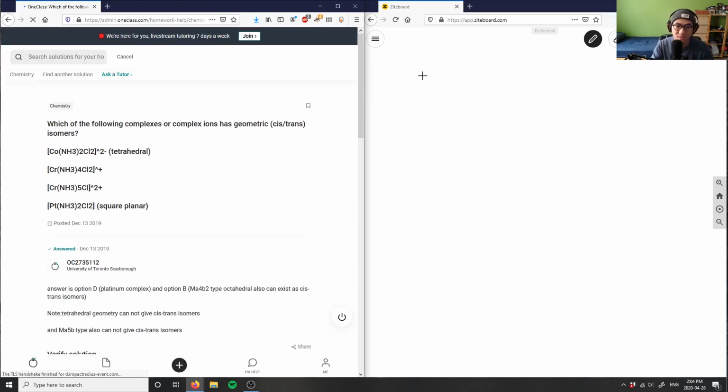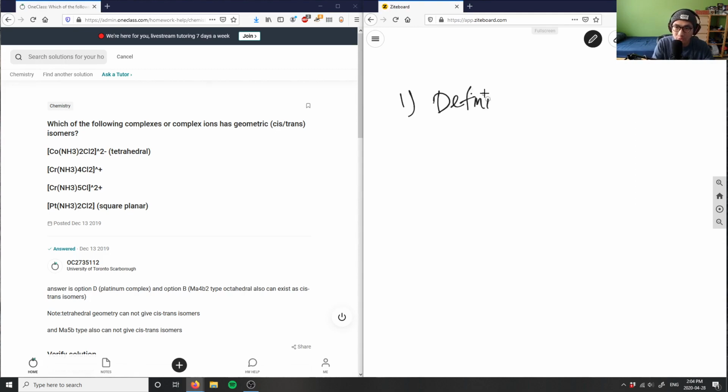So number one was just basically definitions. That was number one. It was just a definitions kind of question. Okay, number 2 says: which of the following complexes or complex ions has geometric cis or trans isomers?